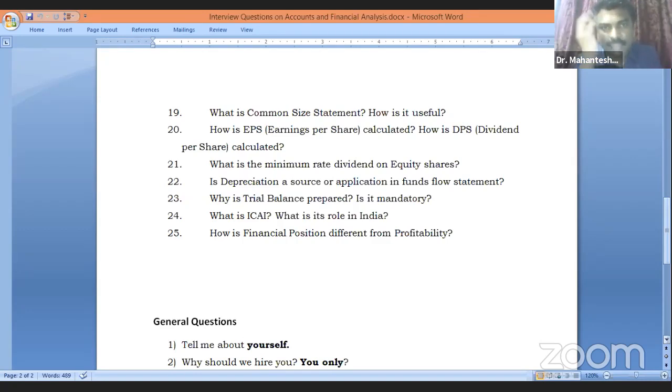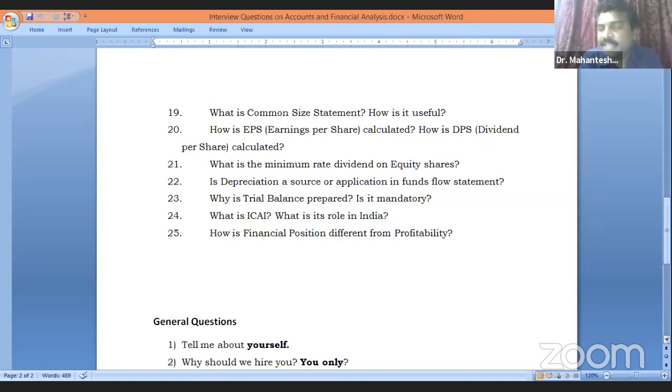Common size statement is breaking down the complexity of numbers in the financial statements. For example, yesterday we converted the total of assets into 100, total of liabilities into 100, and then equity capital was some 5%, 10%, then loan was some 20%. Converting all the financial variables in the financial statements into percentages and equating the total of assets or total of liabilities into 100. How is it useful? It is useful for easily understanding the complex numbers in the financial statements.